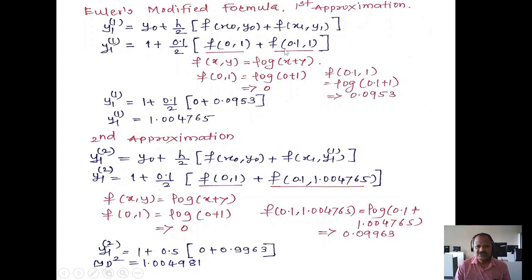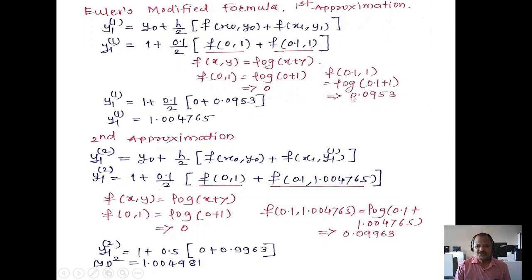Now how to find these values of the function? First you have to write the given function: f of x comma y is equal to log of x plus y. Here x is 0 and y is 1, so you can put 0 and 1 and we get the value 0. Then for the function f of 0.1 comma 1, the equation is log of x plus y, where x is 0.1 and y is 1. From this you can find the value, which is 0.0953.